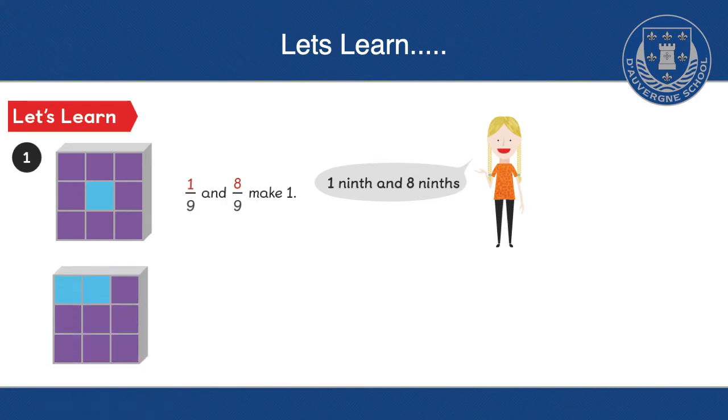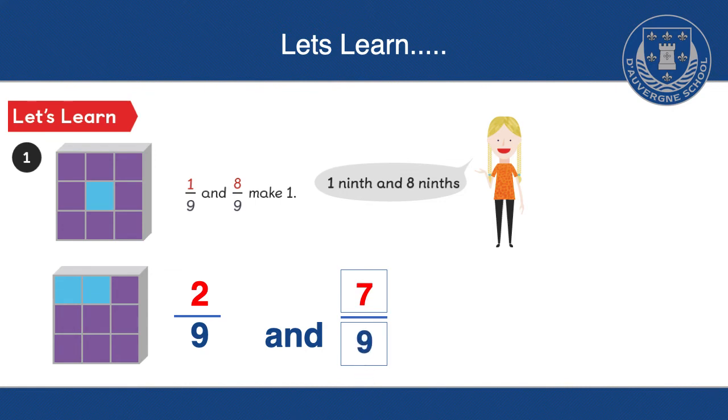And another way, what does this represent? What fraction would that show you? 2 are shaded in out of the 9. So hopefully we should have 2 ninths. And if I wanted to make that a whole, what would I add to it to get me to 9 ninths? So what would I add to 2 to get me to 9? Well, I'd add 7. So 2 ninths add 7 ninths would make 9 ninths. So that's another one I could have had, and I would write it like that: 2 ninths and 7 ninths.